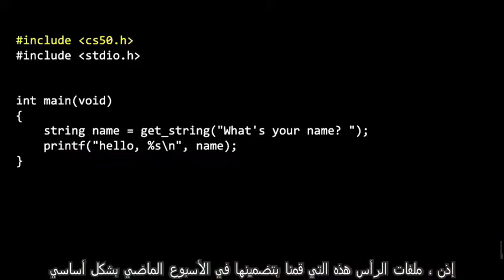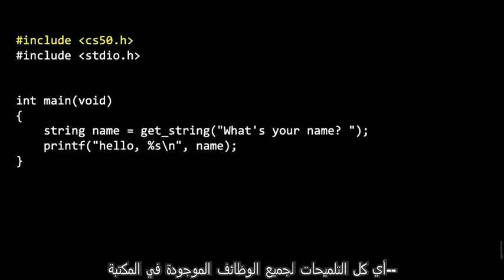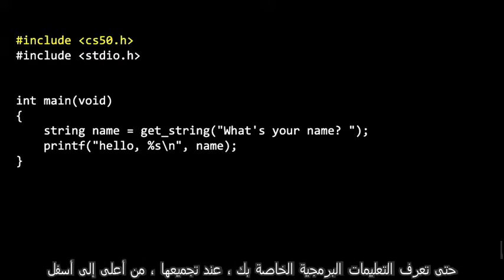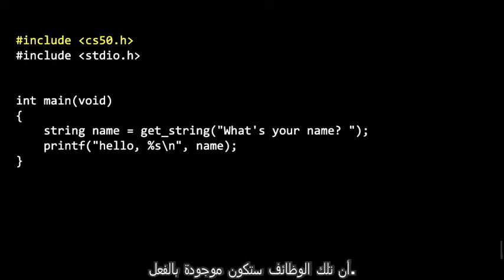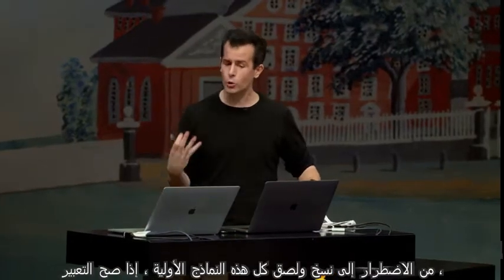So these header files that we've been including for the past week essentially contain all of the prototypes, that is, all of the hints for all the functions that exist in the library so that your code, when compiled, knows from the top down that those functions will indeed exist. So the preprocessor just saves us the trouble of having to copy and paste all of these prototypes, if you will, all of these hints ourselves.